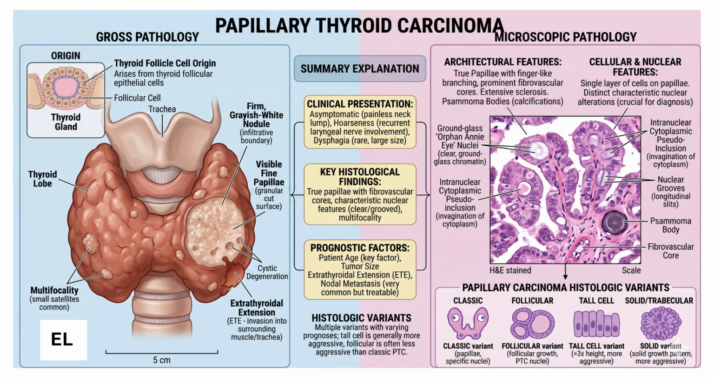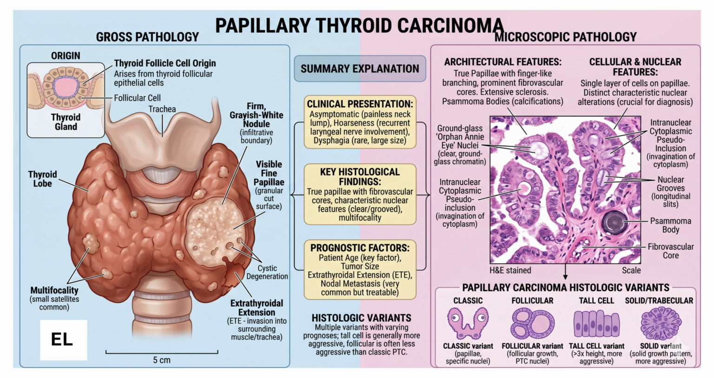We begin on the left side of the image, which focuses on the gross pathology. The origin of papillary thyroid carcinoma is clearly shown. This tumor arises from the thyroid follicular epithelial cells. These are the same cells responsible for producing thyroid hormones, which means this cancer is derived from a well-differentiated epithelial lineage. Because of this origin, the tumor often retains some structural organization, which explains many of its microscopic features later on.